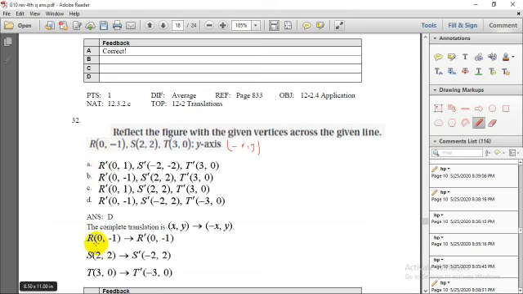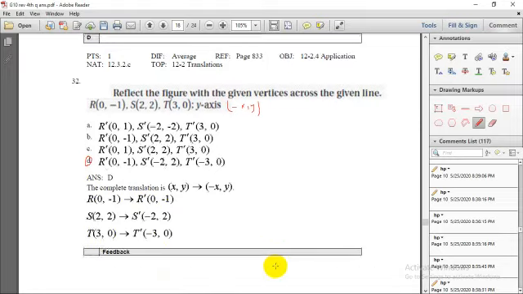R, negative x, 0, so it will keep the 0, because of course there is no negative 0. Negative 1 will be the same, negative 1. So R, its image is still 0 and negative 1. S, I'm going to change the 2 to negative 2, and the y, I keep it. It's 2. 3, I'm going to make it negative 3 and keep the y as 0. So this is the image: 0, negative 1, negative 2 and 2, which is D.